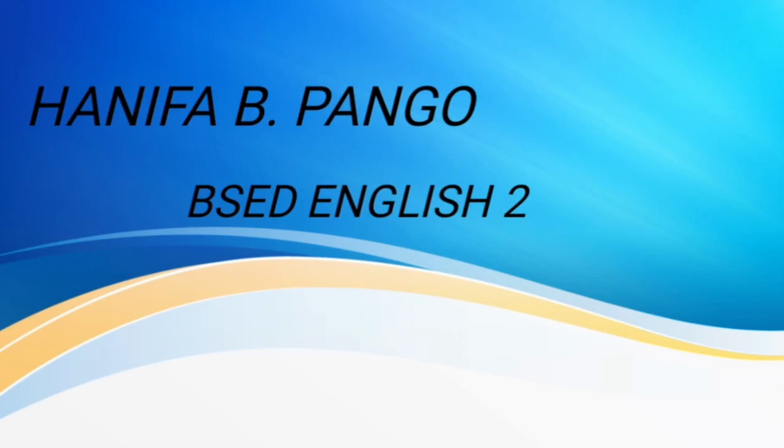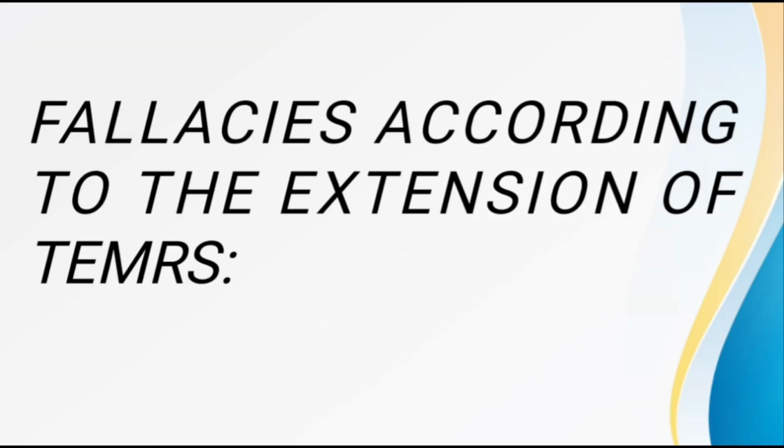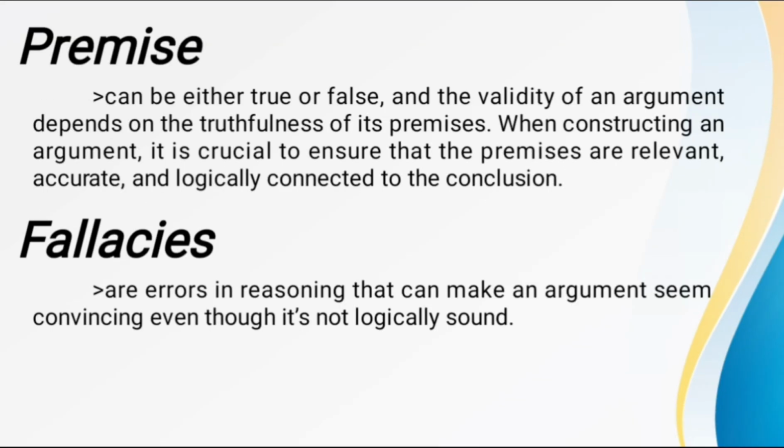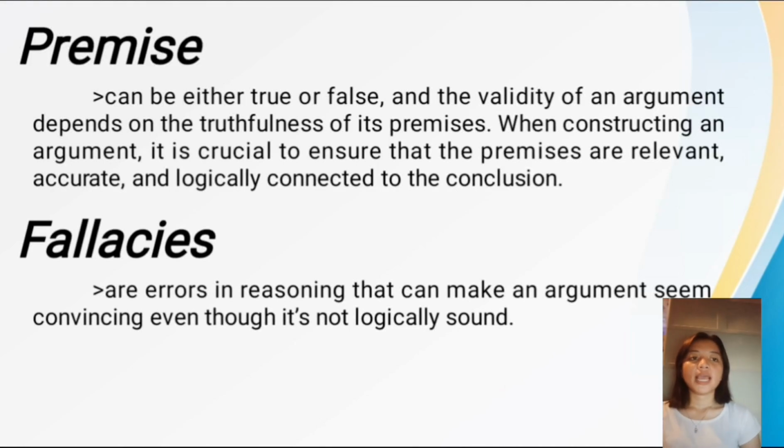So, my assigned topic is all about fallacies according to the extension of terms. Before that, I will discuss the premise and fallacies. So, premise. A premise can be either true or false, and the validity of an argument depends on the truthfulness of its premises. When constructing an argument, it is crucial to ensure that the premises are relevant, accurate, and logically connected to the conclusion.